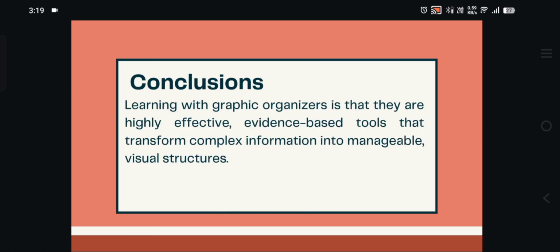Next, in conclusion, learning with graphic organizers is that they are highly effective, evidence-based tools that transform complex information into manageable visual structures. By using these types of graphic organizers, this will help you to easily understand, remember, and organize complex ideas by breaking them down into smaller and visual pieces.